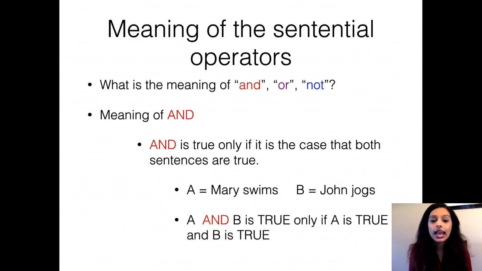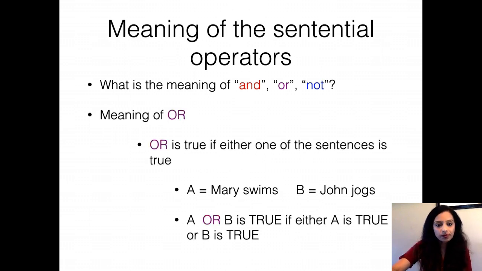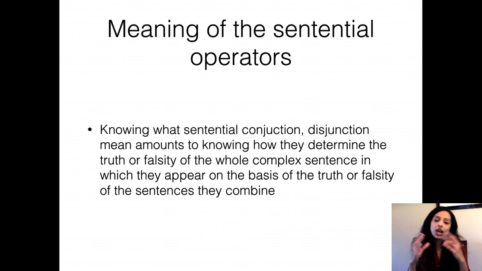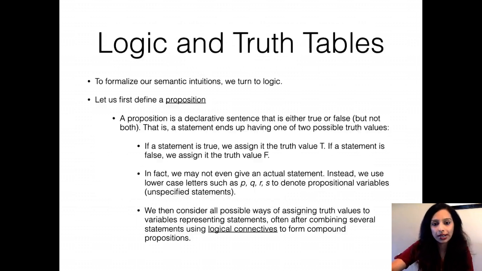When you look at and, well, and is true only if both the sentences that it conjoins are true, right? So when Mary swims is true and John jogs is true, then you get A and B is true. With or, the meaning is slightly different from and. If Mary swims is true but John jogs is not true, A or B is still true because of the truth value of sentence A. So knowing what sentence conjunction, disjunction, and negation is amounts to understanding what each of these individual operators does. What is the meaning of these individual operators?